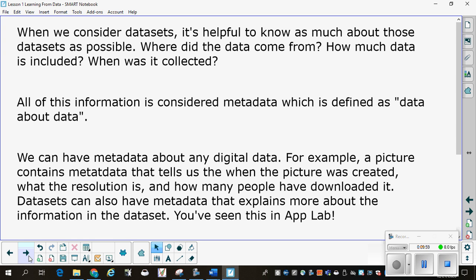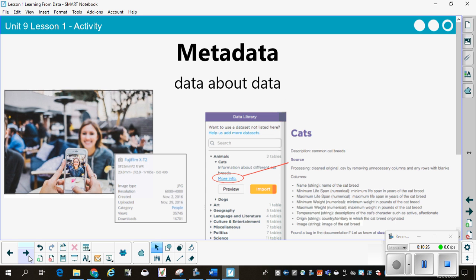You've seen this in the App Lab. Again, knowing where data came from, how it was collected, what it was collected from. There's a big difference in collecting basic arithmetic scores from an AP Calc class and from a 4th grade class. Both are collected from students. What kind of students? What's the age? What's the previous educational background? Things like that. Metadata, data about data. Here's a picture, the picture's data. But here is information about that picture, which is metadata.